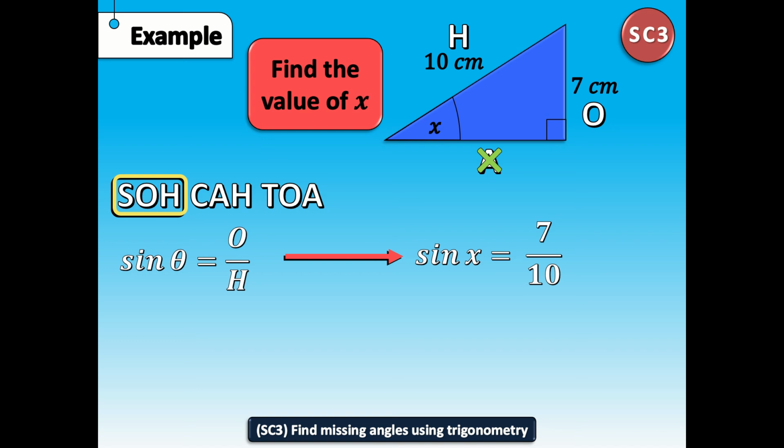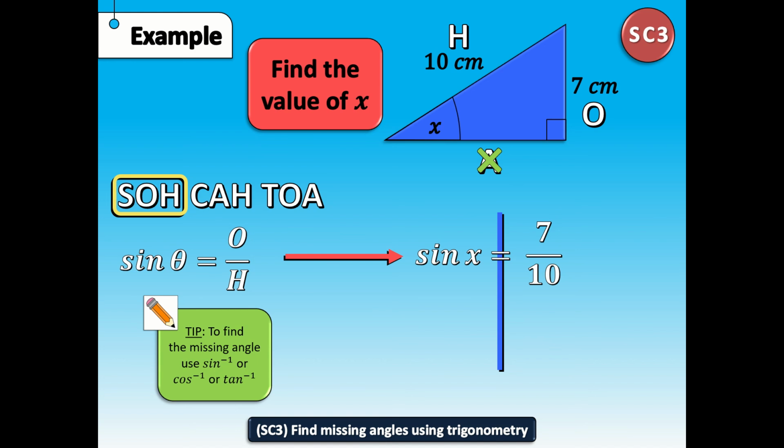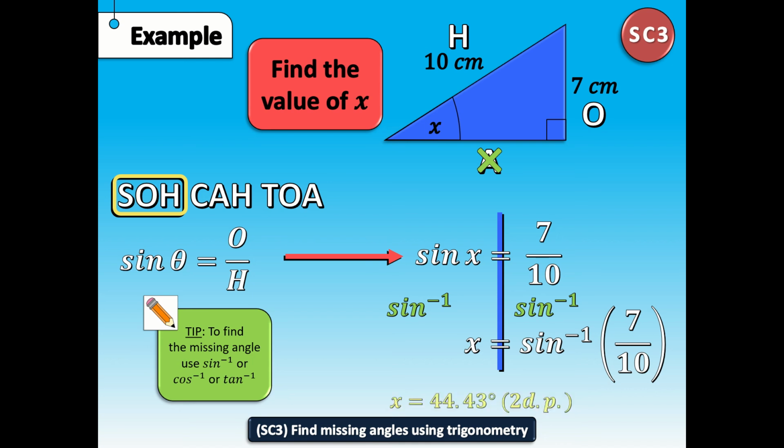Now when I'm trying to find the angle, I need to do the inverse of sine, which is sin to the minus 1. So I'd get that on the calculator by doing shift and then sin. So I need to press shift and then sin on the calculator, and then I can type in the fraction 7 over 10. I should get the answer 44.43 to 2 decimal places. So that's the size of the angle x.